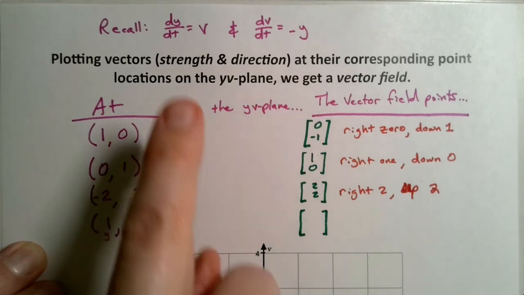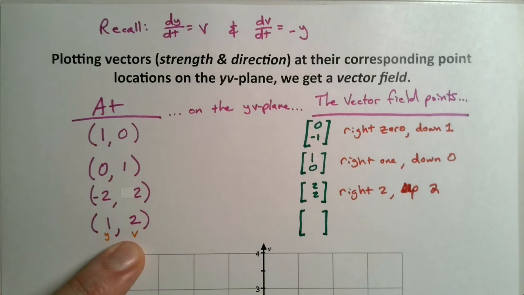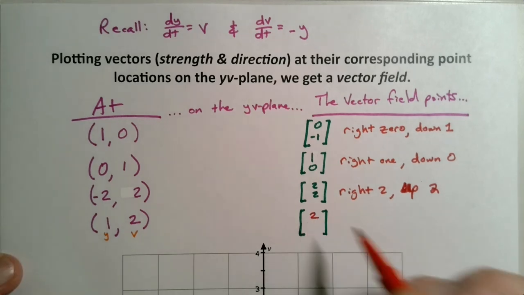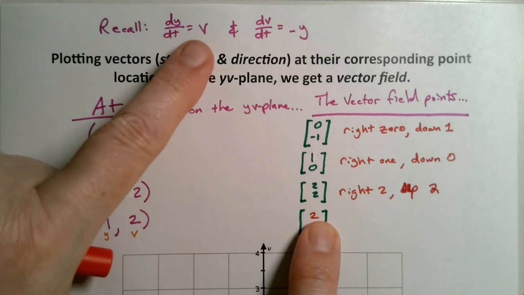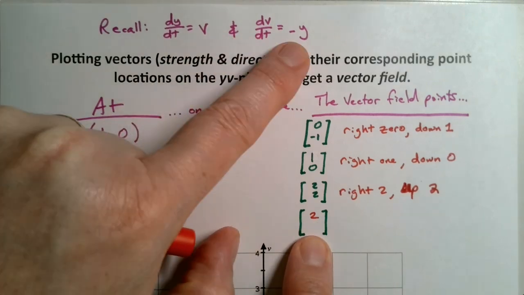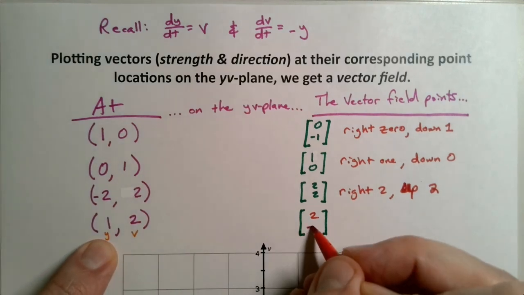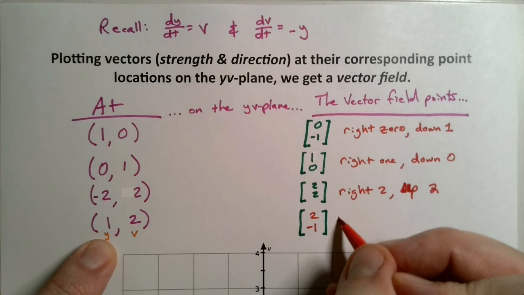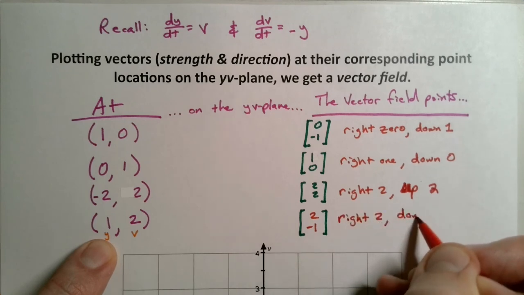And so the dy/dt is dependent only on the v coordinate. So this should point in the direction 2. This should be 2 because that's my dy/dt. So it's just whatever the v value is. And the dv/dt is the bottom one, and that's just negative whatever the y coordinate is. So this should be (2, -1). So this should be pointing right 2, down 1.